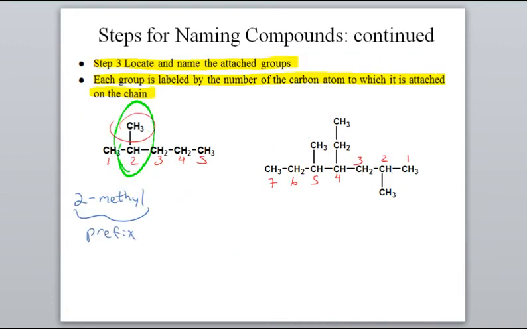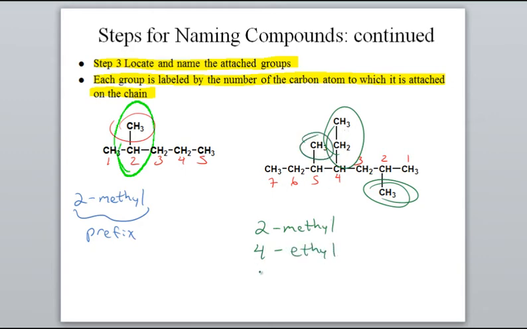As far as our prefixes, the groups that are coming off of the longest carbon chain, we have a 2-methyl right there. We have a 4-ethyl, because there are 2 carbons on that branch. And we have a second methyl, and it's on carbon number 5, so 5-methyl. Somehow when we piece all these together, these prefixes should be part of the name for this compound. So on the next page, let's put those pieces together.